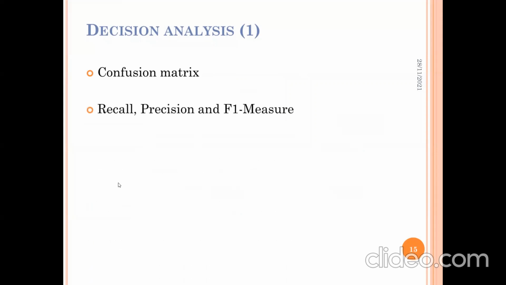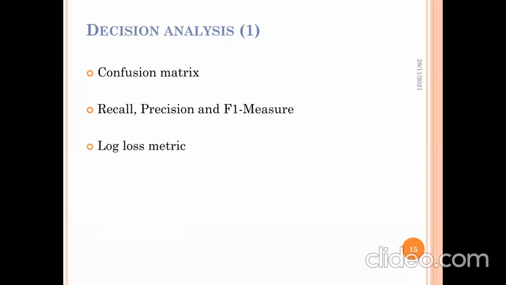The second method is recall, precision, and F1 measure. Recall presents the proportion of actual positives correctly classified. The precision presents the proportion of truly predicted positives. It is used in order to be sure about the prediction. F1 measure is a metric that combines recall and precision by taking their harmonic mean. It's used when we want to have both good recall and precision.